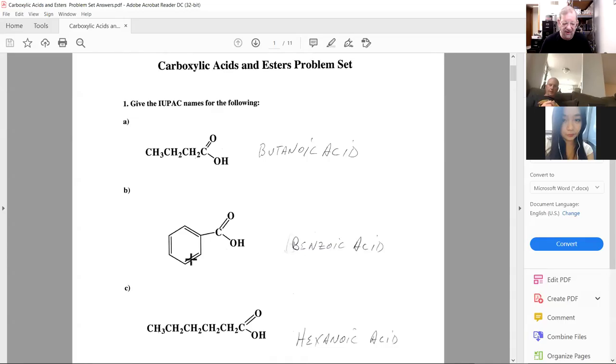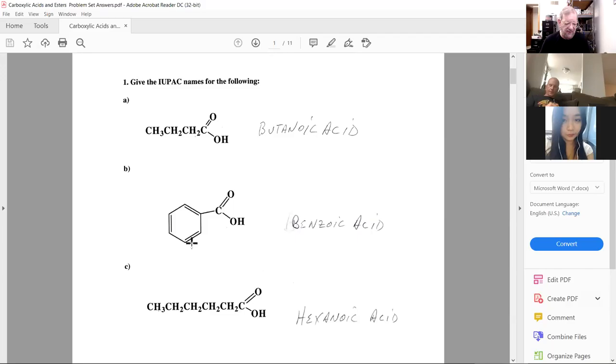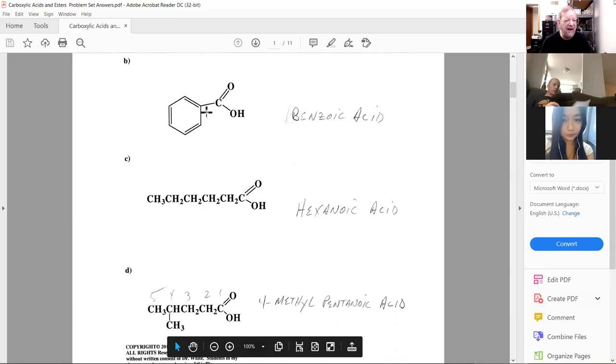That's the bulk of the points. And how do you name a carboxylic acid? Find the longest chain, name it as an alkane, drop the E, add OIC in the word acid. And this would be butanoic acid. Now, the common name became the IUPAC name. This is benzoic acid. Now, the carbonyl carbon is number 1.